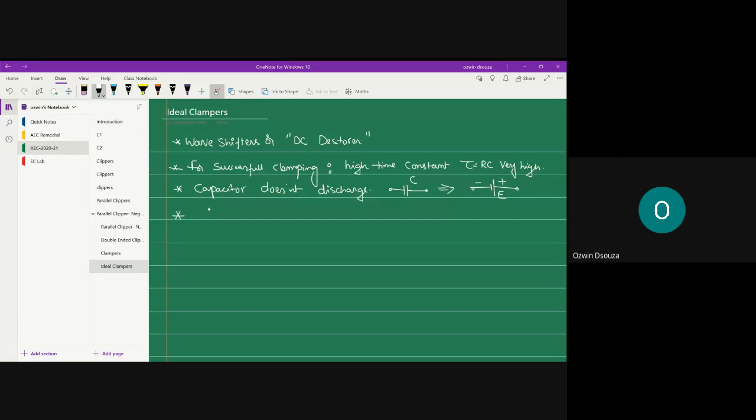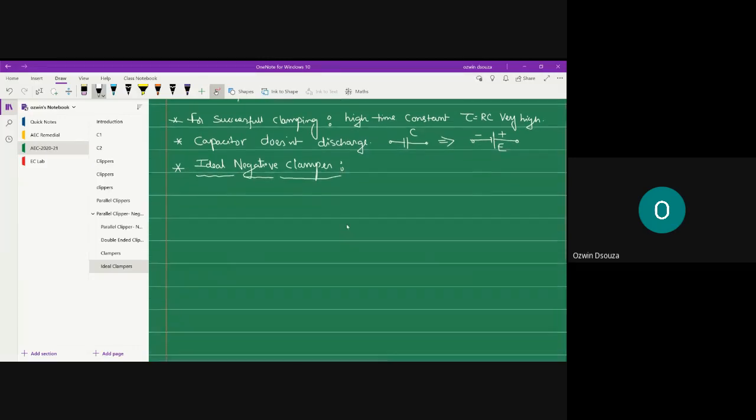So today let us look at the practical clamper circuits. First, let us consider the ideal negative clamper. This is the simplest circuit amongst all. Now the circuit looks like this, and this is the circuit diagram.